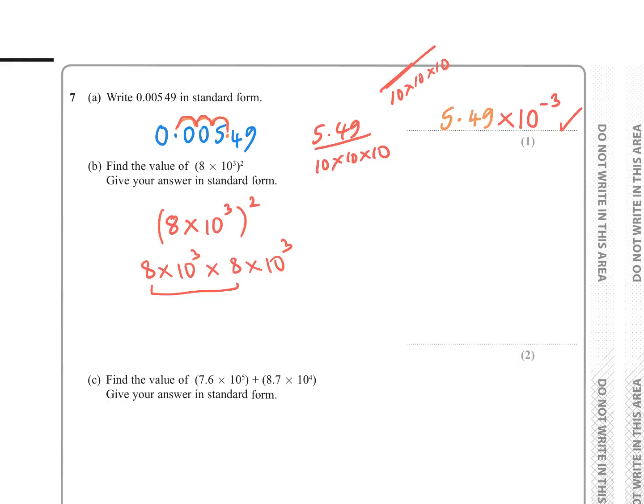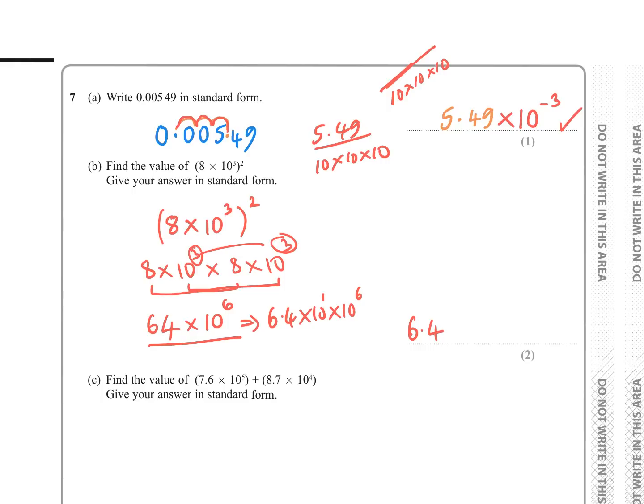8 times 8 we can do. 10 cubed times 10 cubed is 10 to the power 6, don't forget we add these powers. Now you could think the answer is 64 times 10 to the power 6, but we know 64 has a power of 10 in it, because 64 is 6.4 times 10. So that's the same as 6.4 times 10 times 10 to the 6. Well, 10 is 10 to the power 1, so the answer will be 6.4 times 10 to the power 7.